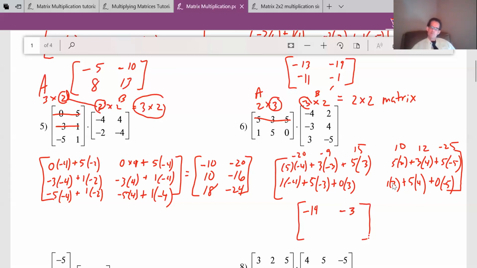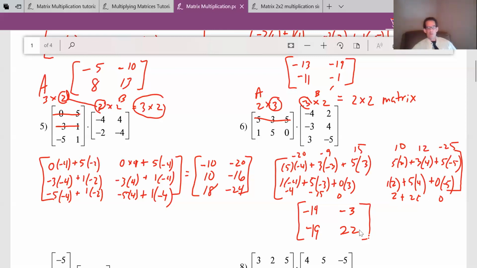All right, let's simplify the bottom row. So I have 1 times -4 is -4. 5 times -3 is -15. 0 times 3 is 0. So -4, -15, and 0 is going to be -19. And then this row, 1 times 2 is 2, 4 times 5 is 20, 0 times -5 is 0. So 2 plus 20 is 22. So for number 6, your matrix is -14, -3, -19, and 22.